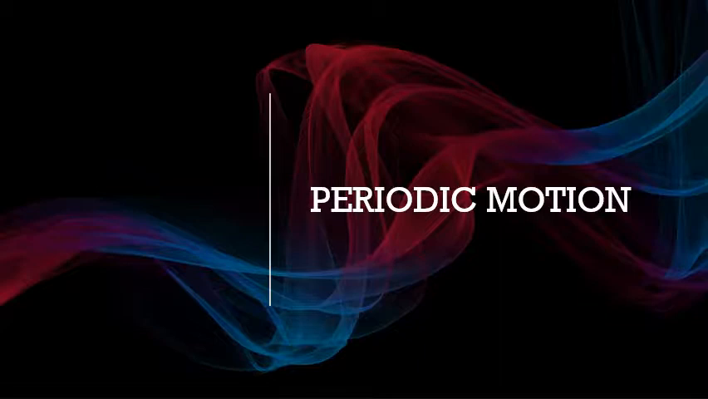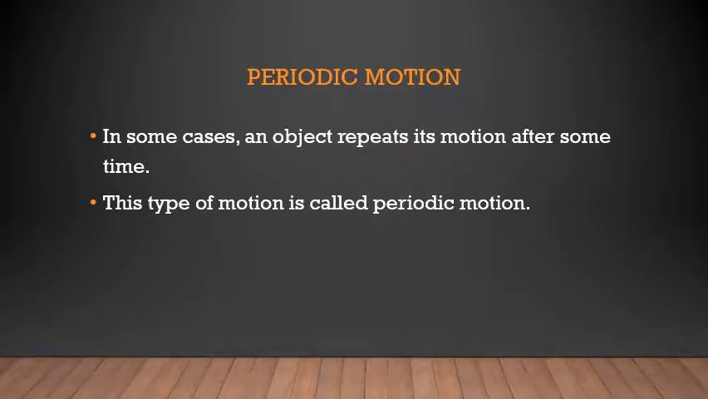In some cases, an object repeats its motion after some time. That is periodic motion. This type of motion is called the periodic motion. Take the stone tied with the string that you used in activity 7. Now hold the string in your hand and let the stone hang from it. This is a pendulum. Pull the stone to one side with the other hand and let it go. Now the pendulum is in motion. It is an example of the periodic motion.